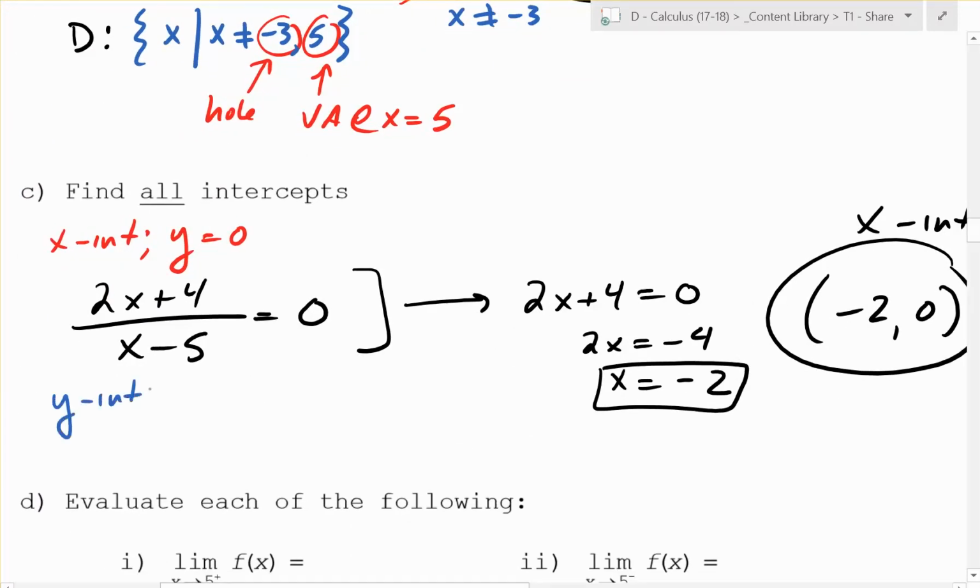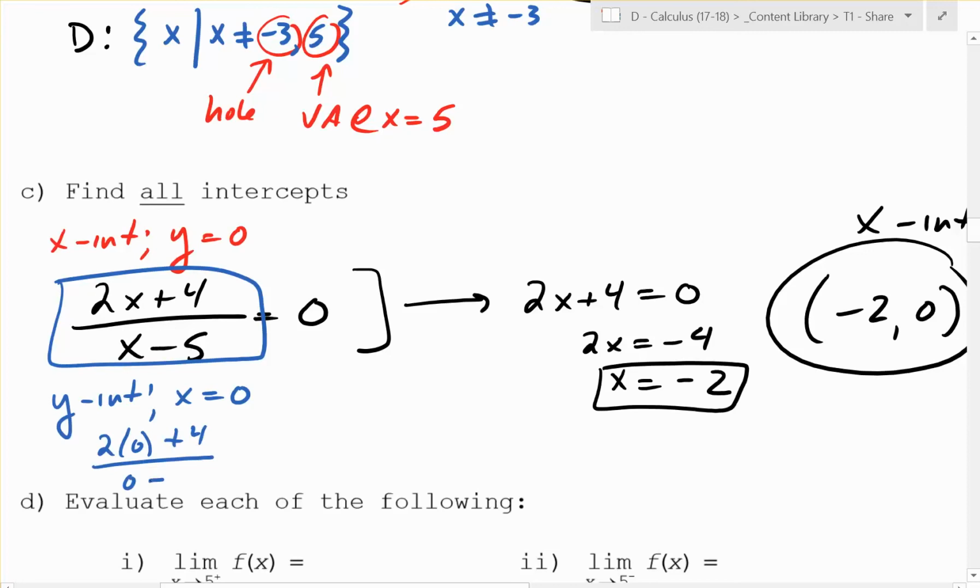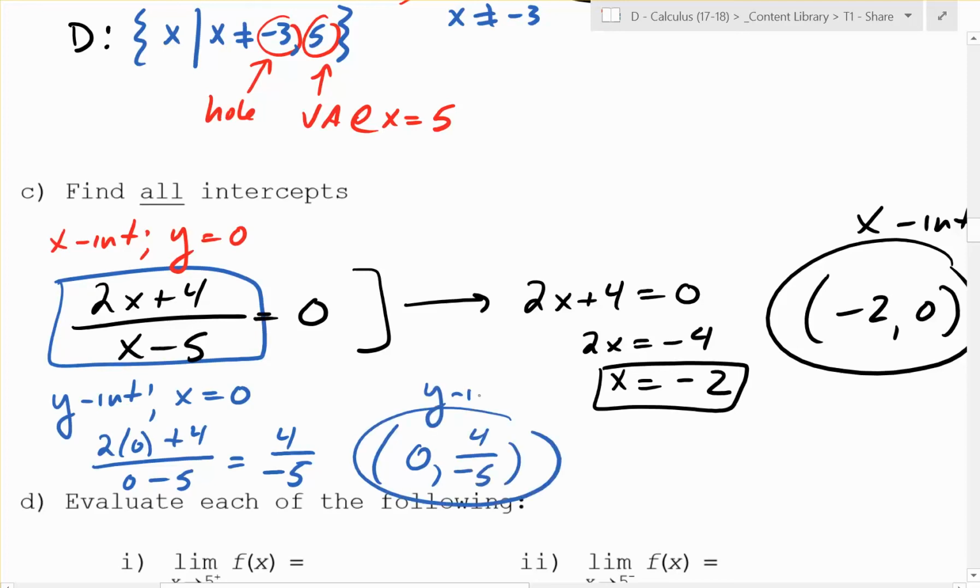So what about your y-intercept? Your y-intercept is when x is equal to 0. So you just plug 0 into this. So you get 2 times 0 plus 4 over 0 minus 5 is 4 over negative 5. Remember, that is the y value of the y-intercept. So the point is going to be 0 comma 4 over negative 5, or negative 4/5. So that right there is your y-intercept.